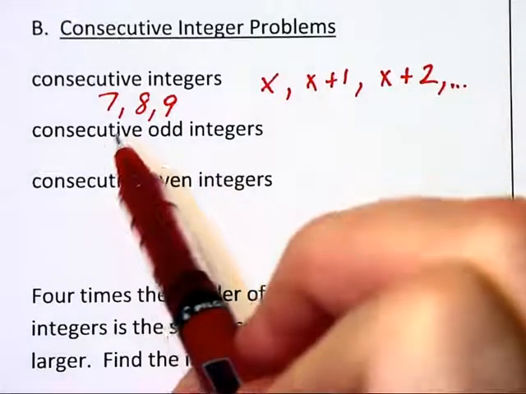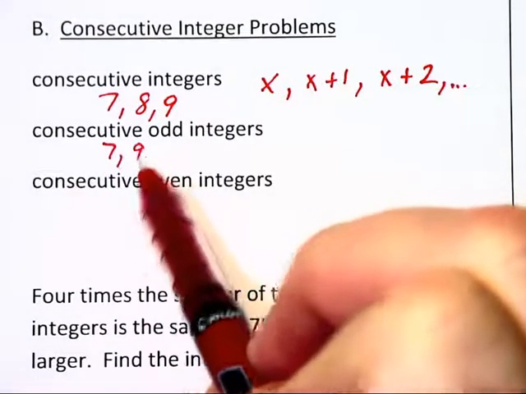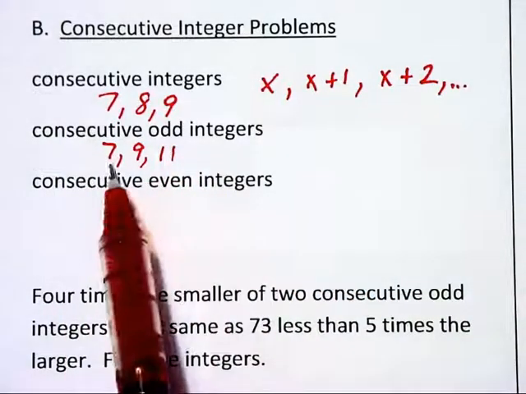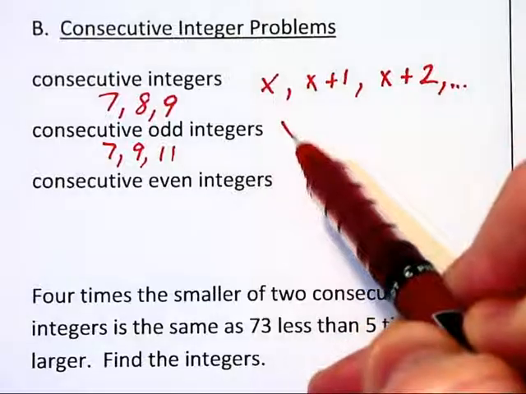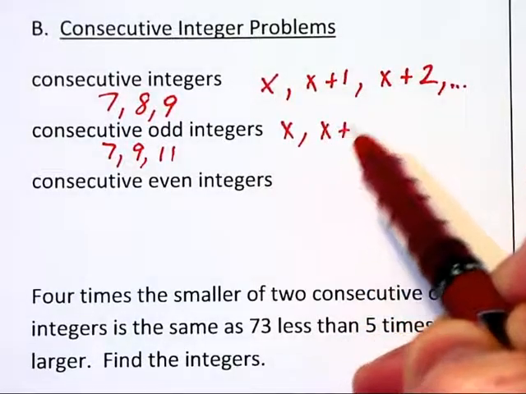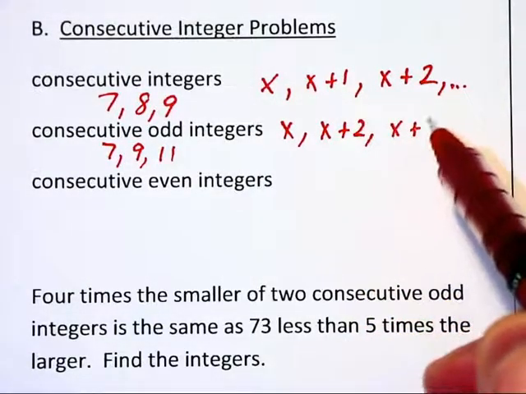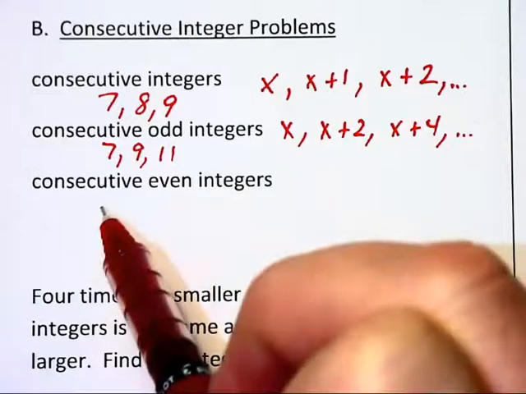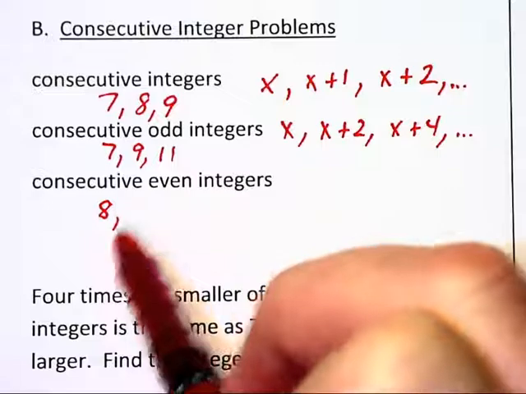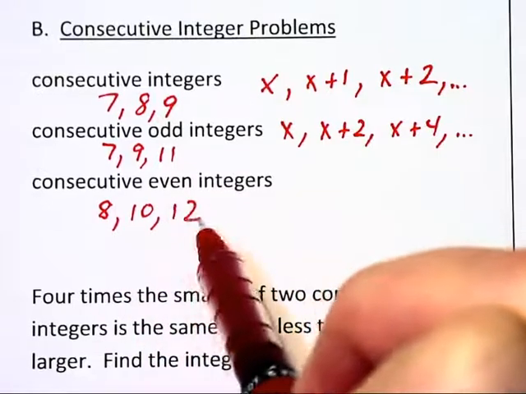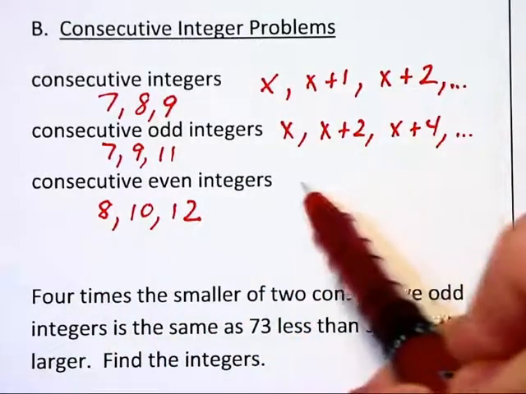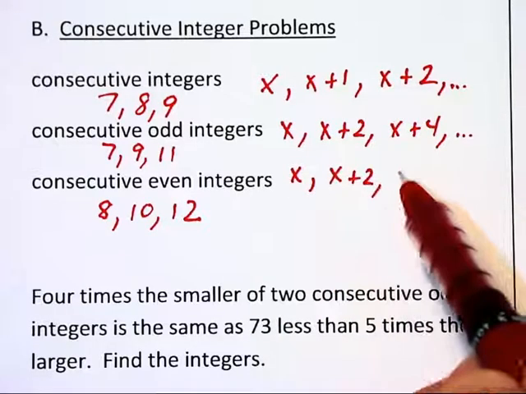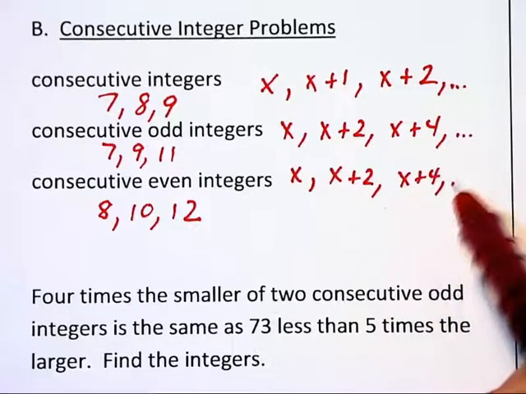Consecutive odd integers would be numbers like 7, 9, and 11. Notice how odd numbers are 2 apart, and so algebraically they would be represented by x plus 2, x plus 4, etc. And consecutive even integers would be numbers like 8, 10, and 12, which are also 2 apart and can be represented by x plus 2, x plus 4, etc.